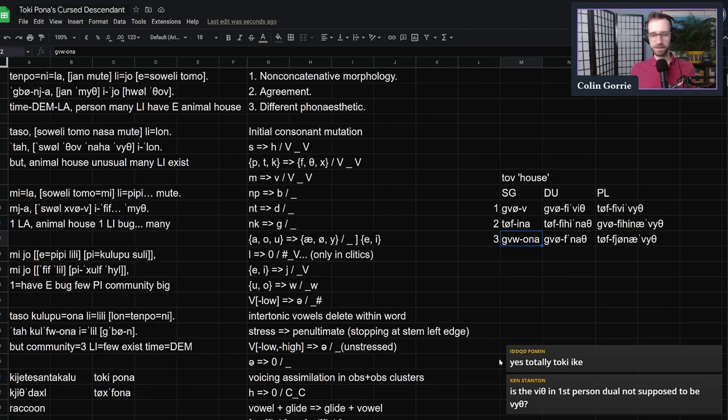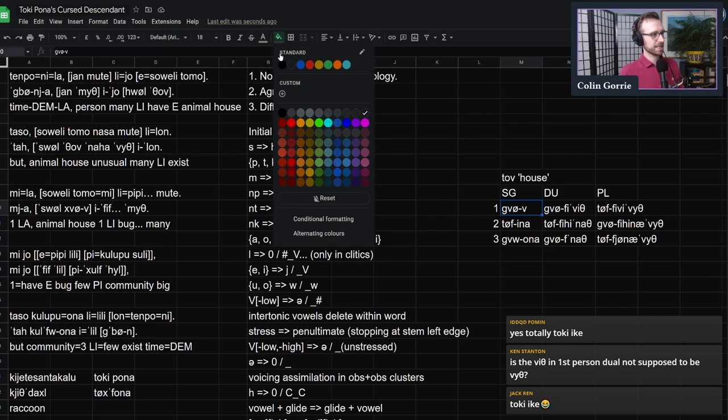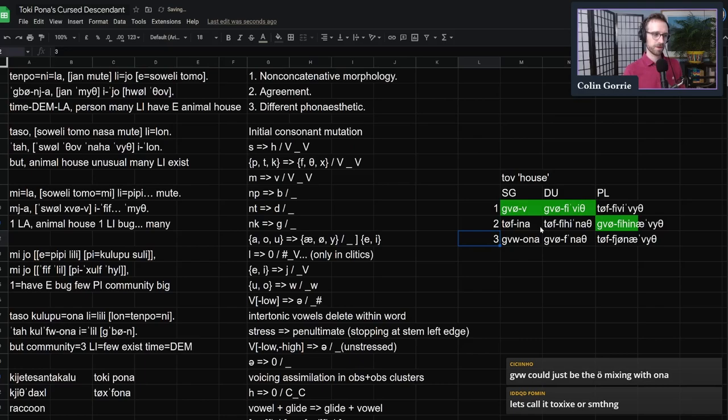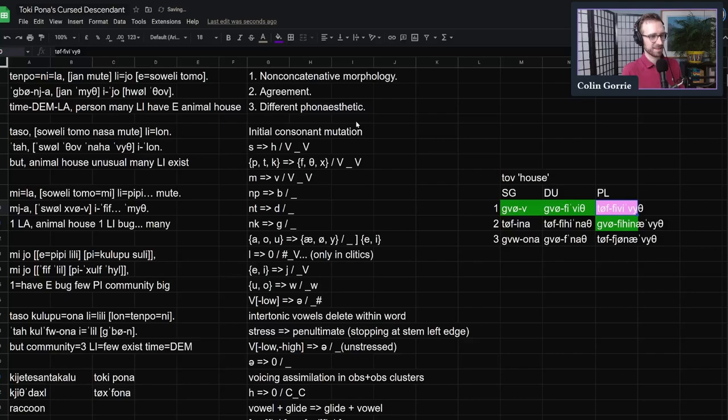All right, so, yeah. So the first person, and I'm going to just make these into different colors. Gv, this is very linothylaphy. I'm getting flashbacks. The gv form is in the first person singular, the first person dual, and the second person plural. The tif form is in the first person plural. Nope, that's not the right kind of color. No, I don't like that either. Too bright. It's a bit eye bleedy. Apologies for the... There we go.